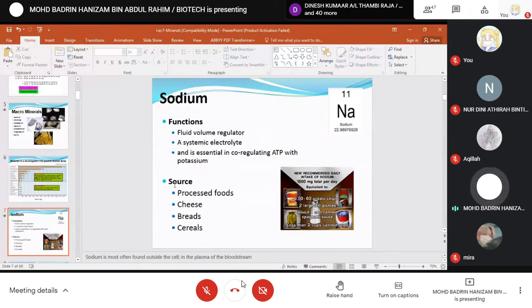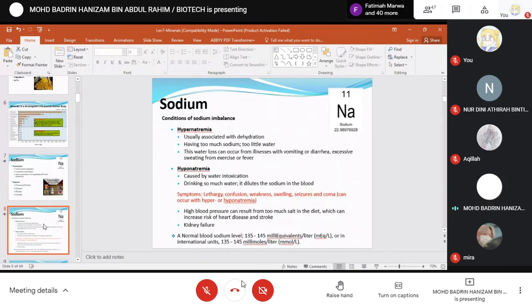It's not that hard for us to get sodium. We can get lots of sodium from processed food, lots of sodium in cheese, bread, and cereal. Even if you see in this picture here, 50 to 60 potato chips: the recommended daily intake of sodium is 1.5 gram total per day, equivalent to 50 to 60 potato chips, 2 large dill pickles, 1 cup canned spaghetti sauce, less than 2 cups of canned soup. All right.